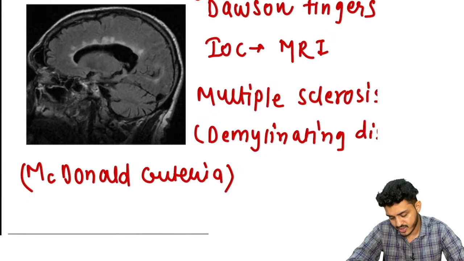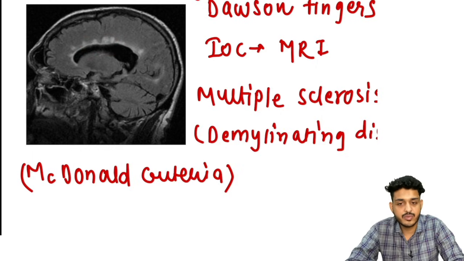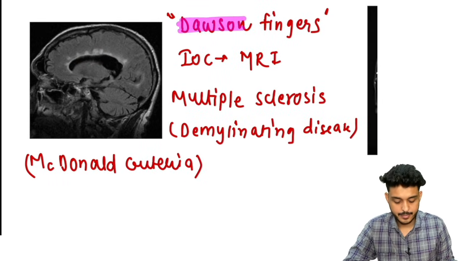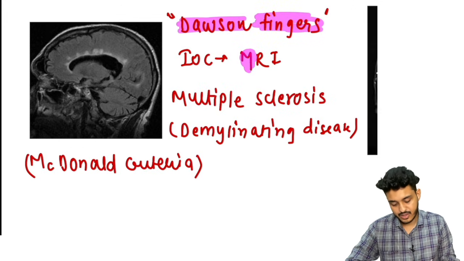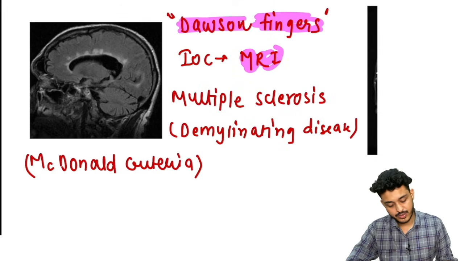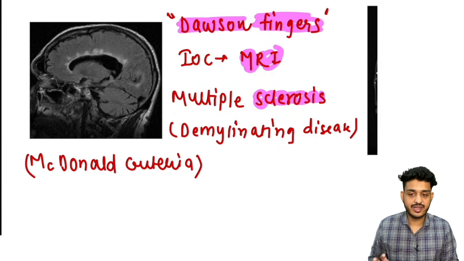Then you can appreciate in the next one, this is going to be your corpus callosum, and on the corpus callosum you can appreciate these finger-like projections. These finger-like projections are known as Dawson fingers. And the investigation of choice for this particular one is going to be MRI again. This is going to be multiple sclerosis, which is a demyelinating disorder.